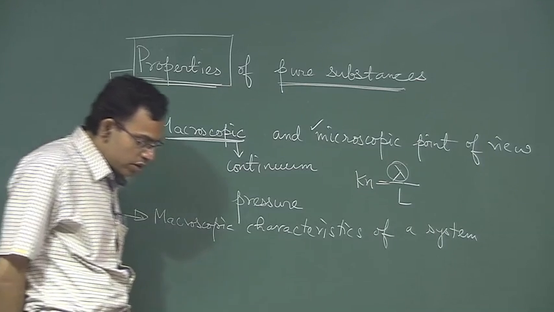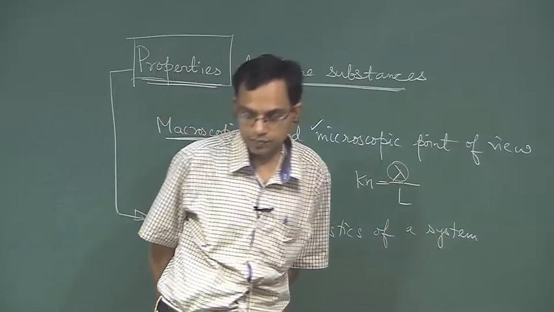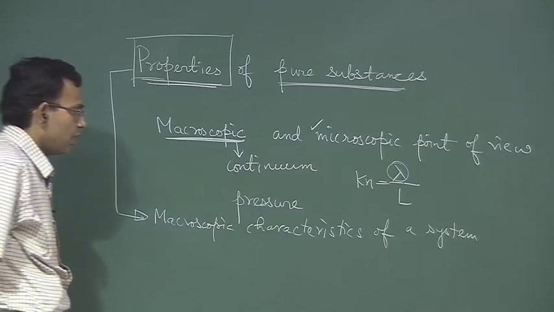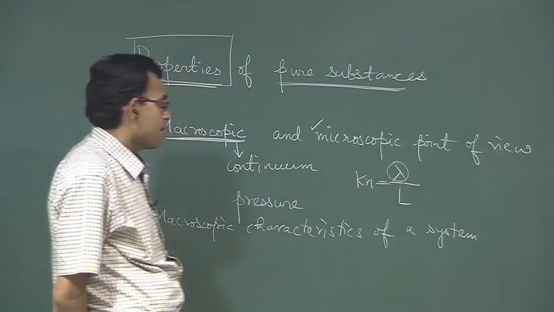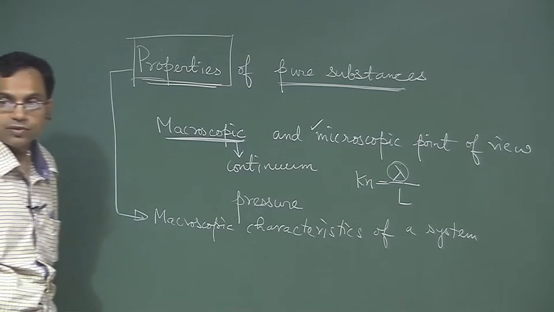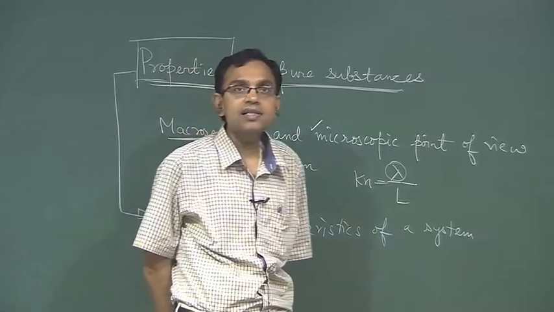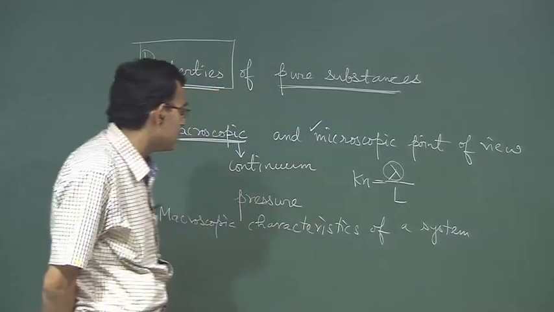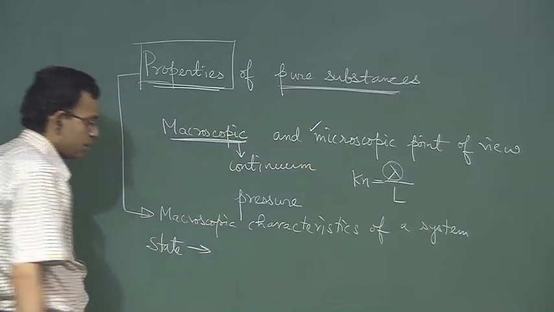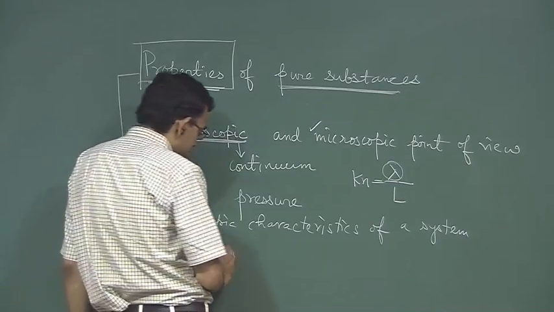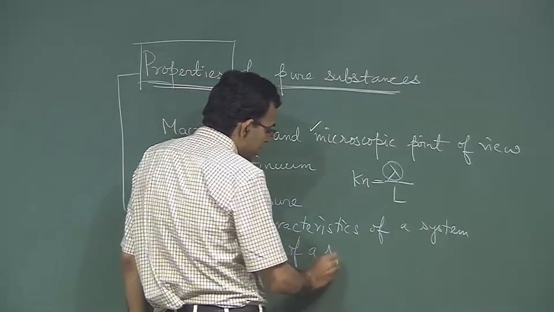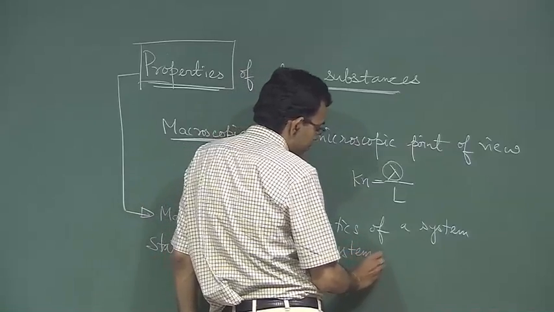So, when we say macroscopic characteristics of a system, the question is: let us say there is a system. How do you specify a system? To specify a system, you define something which is called a state. State is the condition of a system as designated by its thermodynamic properties.